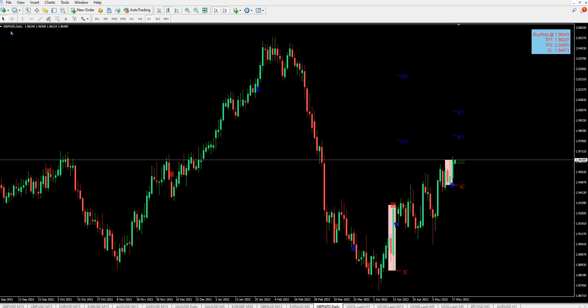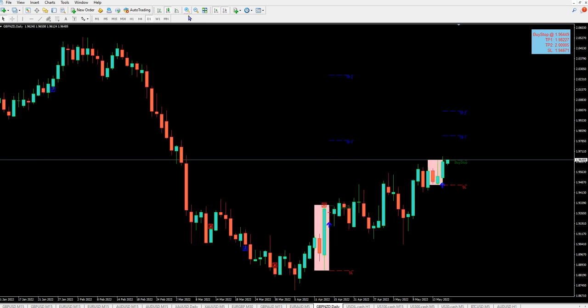So here I've got the British pound to New Zealand dollar chart, the daily chart. And as you can see here, it has spotted for us an engulfing candle. The setting I have this on is the range, where the range of candle B is greater than candle A. So as we can see, the wick clearly goes below it and this closes above it.